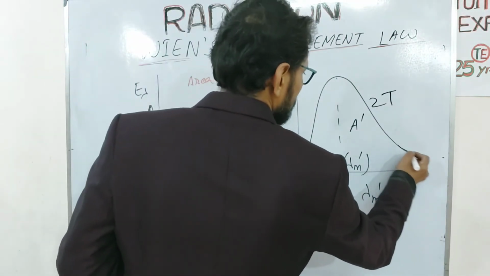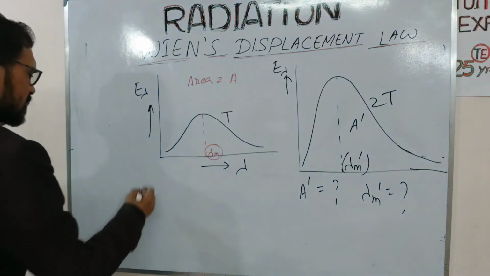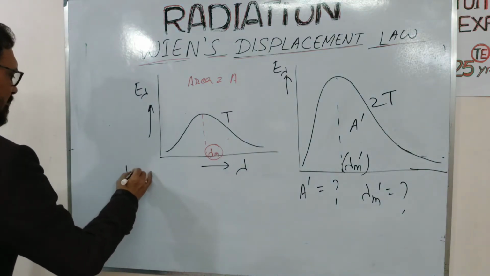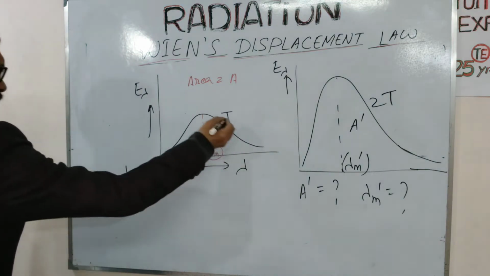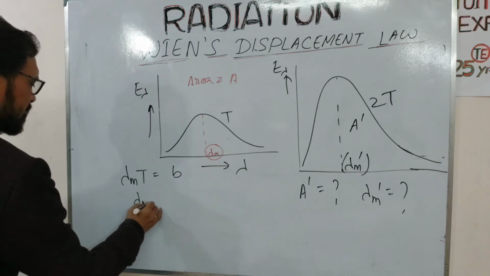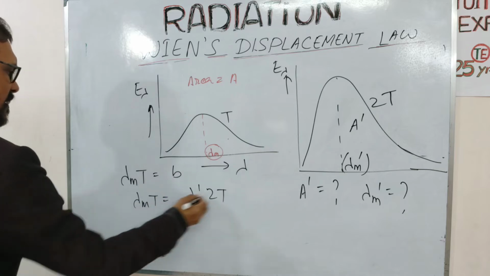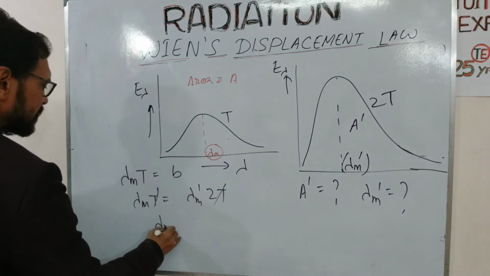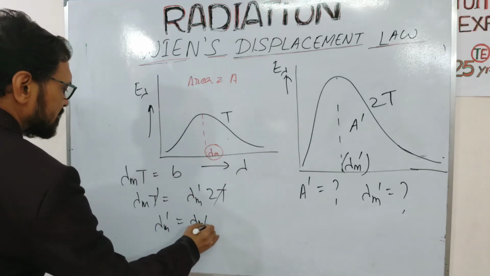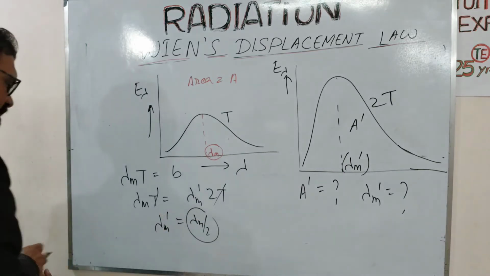Now we know that the formula is lambda m into T equals constant, Wien's displacement law. So lambda m into T equals lambda m dash into 2T, so T and T cancel, so lambda m dash will be lambda m by 2. This is one answer.